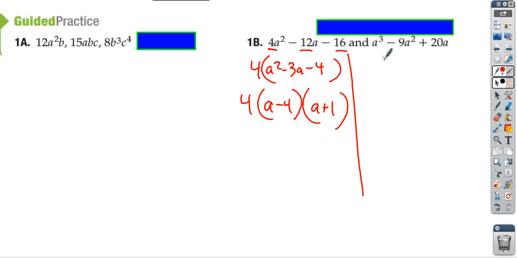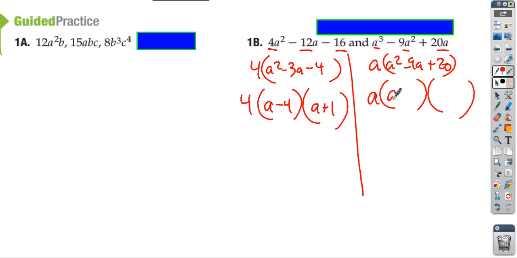Okay, this one right here has a common factor a, so we'll pull out that a. And then what does that factor to? What numbers multiply to 20 and add to negative 9? That would be negative 5 times negative 4.